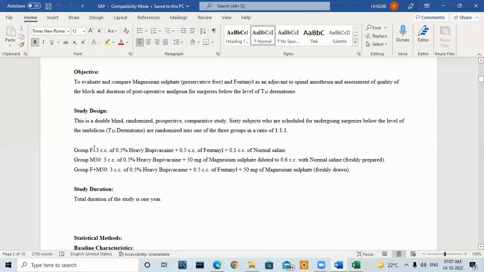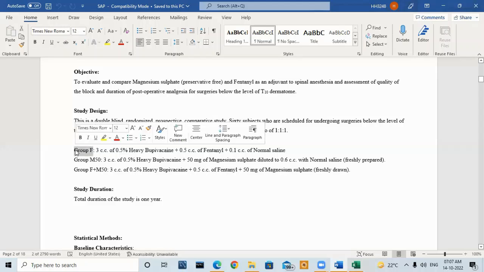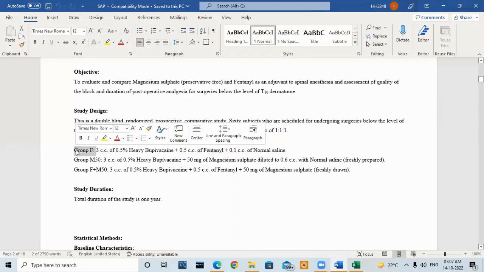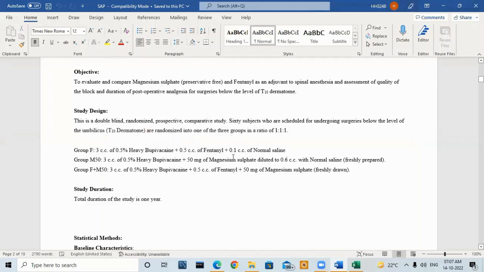Receiving just fentanyl along with the spinal anesthesia bupivacaine. They are receiving fentanyl only. That's why the name is what here? Group F. Only fentanyl with the spinal anesthesia. Second group is what here? Magnesium sulfate 50 milligram along with the spinal anesthesia, group M50.